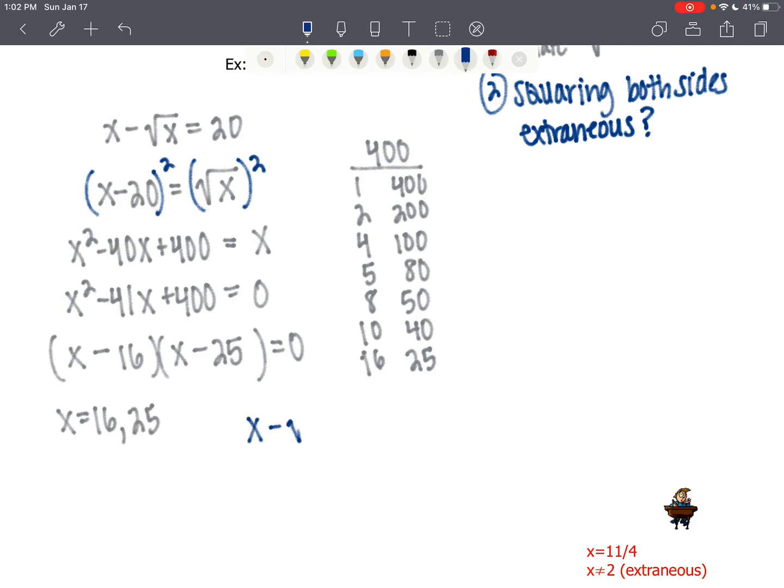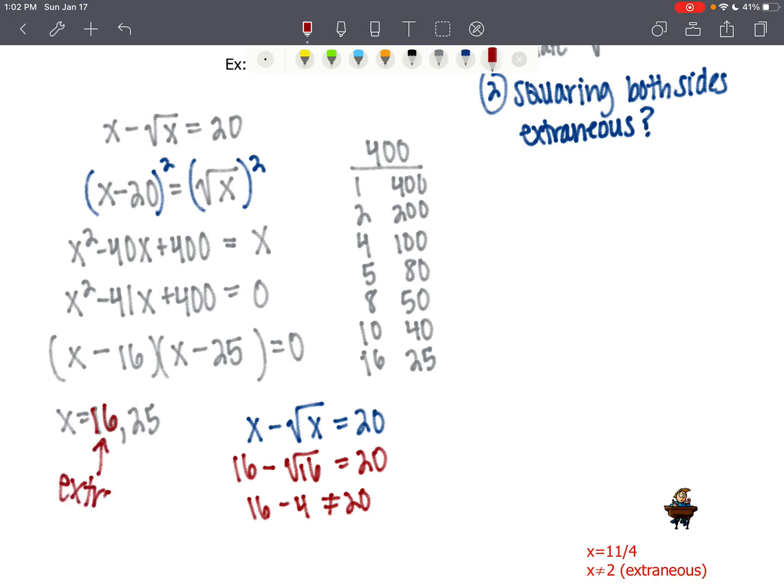So we have x minus the square root of x equals 20. We'll try 16 first. 16 minus the square root of 16 is equal to 20? 16 minus 4 is not equal to 20. 16 is extraneous.